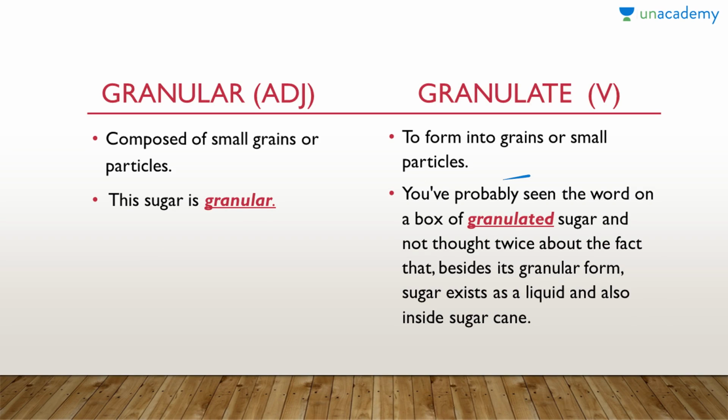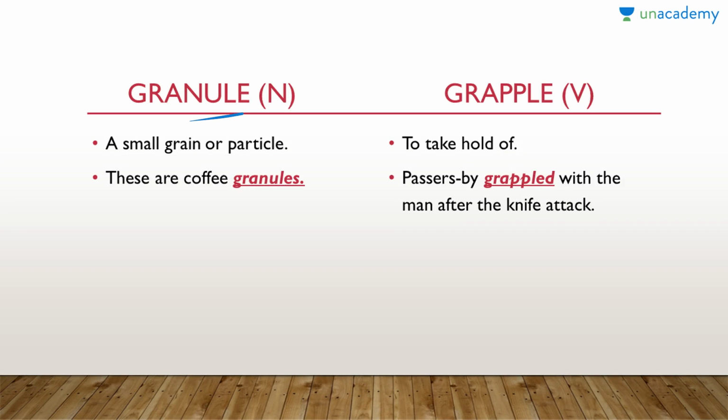Granulate is a verb which means to form into grains or small particles. In a sentence it will read, you've probably seen the word on a box of granulated sugar and not thought twice about the fact that besides its granular form, sugar exists as a liquid and also inside sugarcane. Granule is a noun which means a small grain or particle. In a sentence it will read, these are coffee granules.